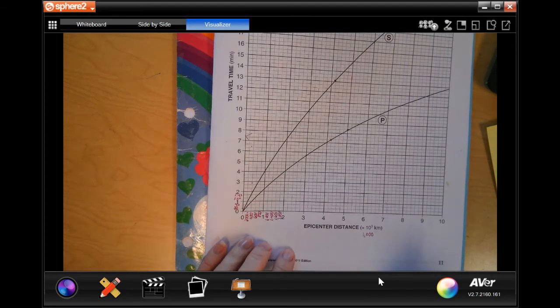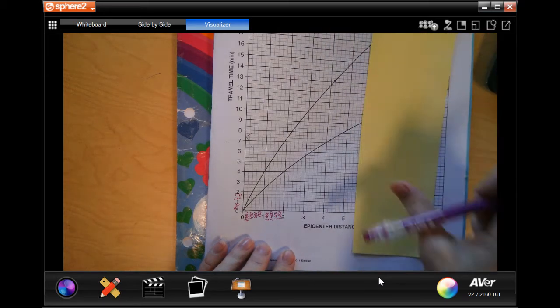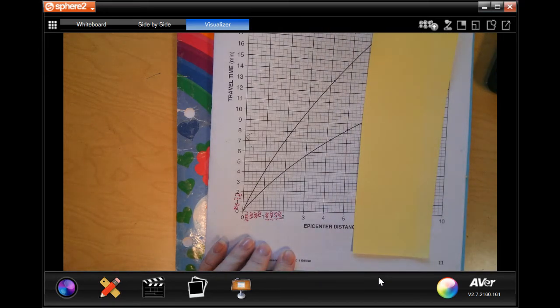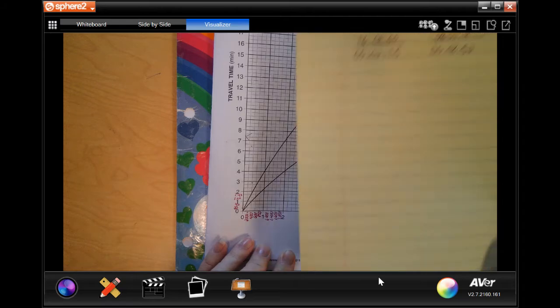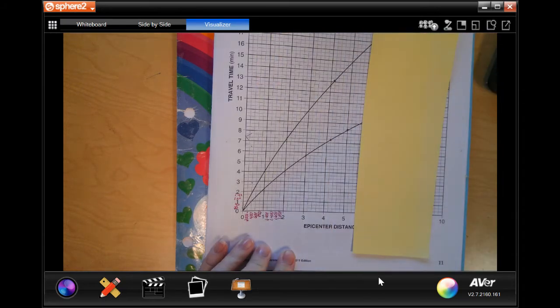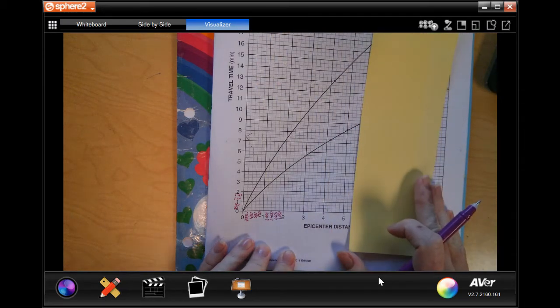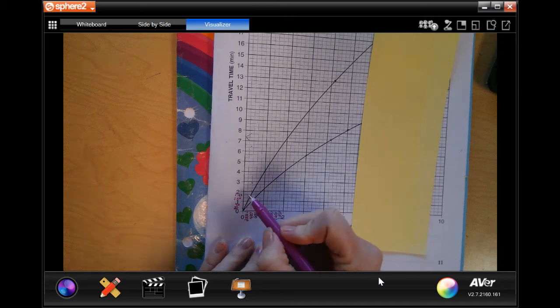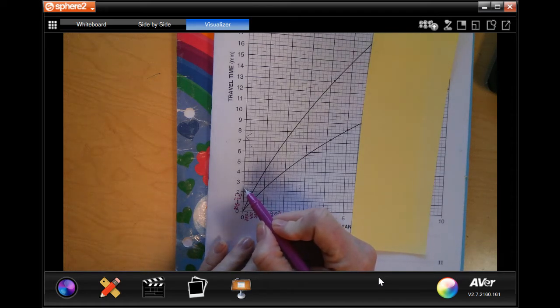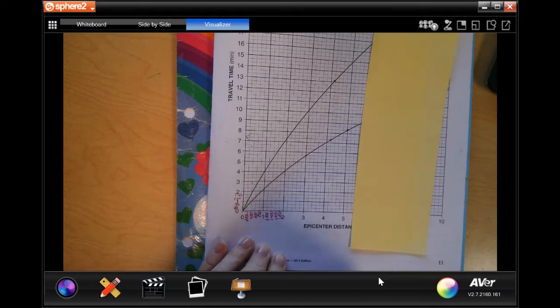So what we need first is our magic paper and our time difference. And we said the first one was 2 minutes and 35 seconds. So we're going to get as close to 2 minutes and 35 seconds on our scale as we can. This is 2 minutes here, 2 minutes and 20 seconds, 2 minutes and 40 seconds.